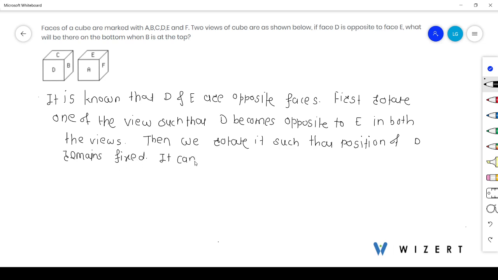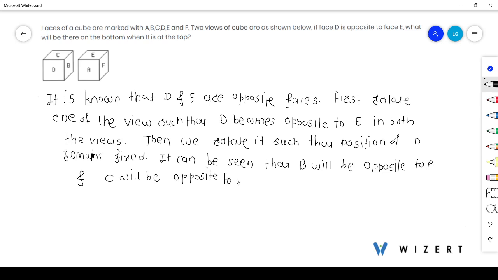It can be seen that B will be opposite to A and C will be opposite to F. Hence, F will be there on the bottom when B is at the top.